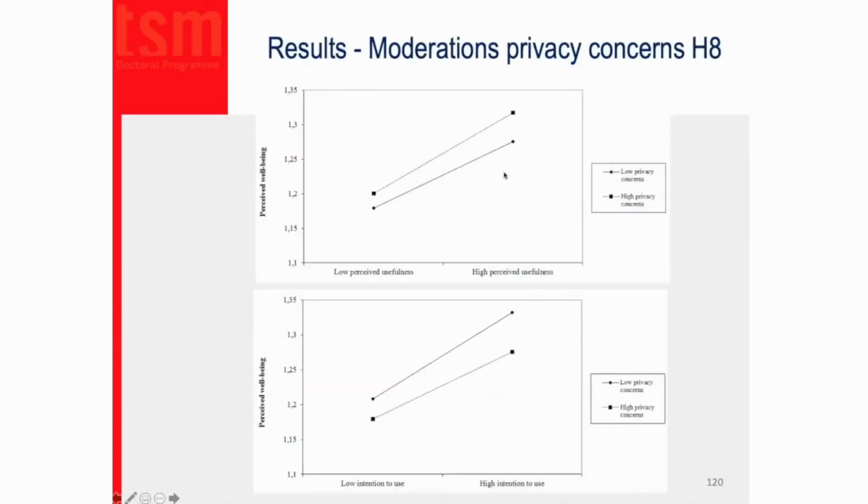Concerning the privacy concerns, people with higher privacy concerns have higher feelings of well-being. So this is in contrast to what we expected.